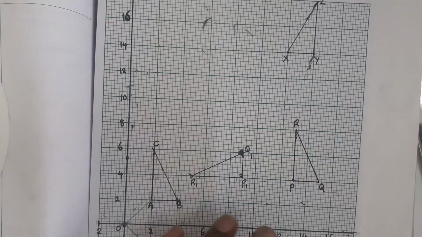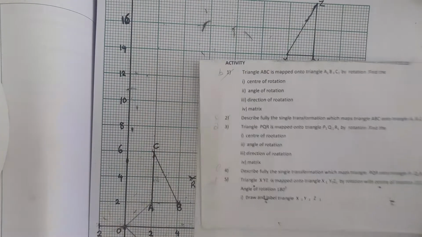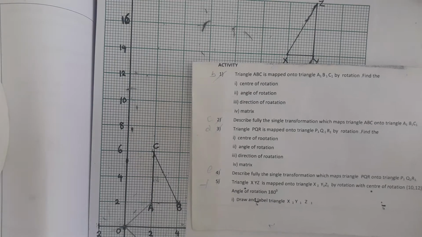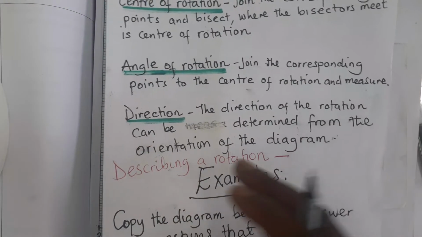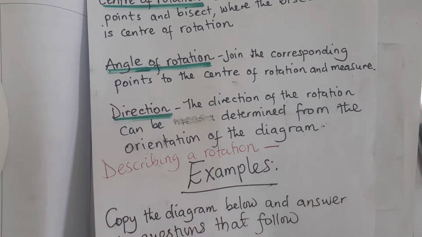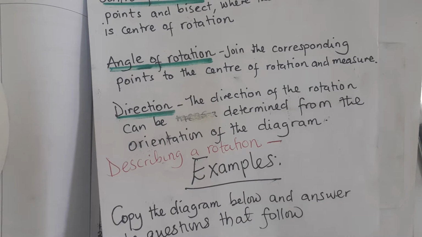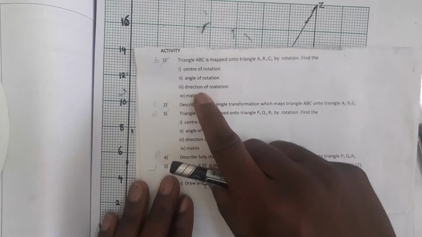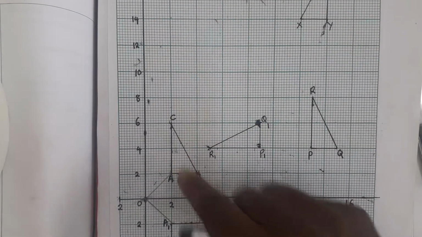Let's move on to the next question. What is the next question? The direction, okay? So you remember what we said about direction, isn't it? We said the direction of rotation can be determined from the orientation of the diagram. Okay? So we want to determine now the direction. So what is the direction from this point to this one?